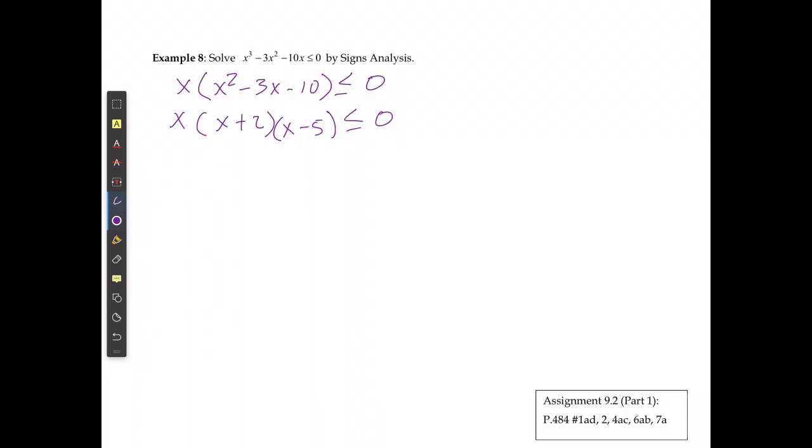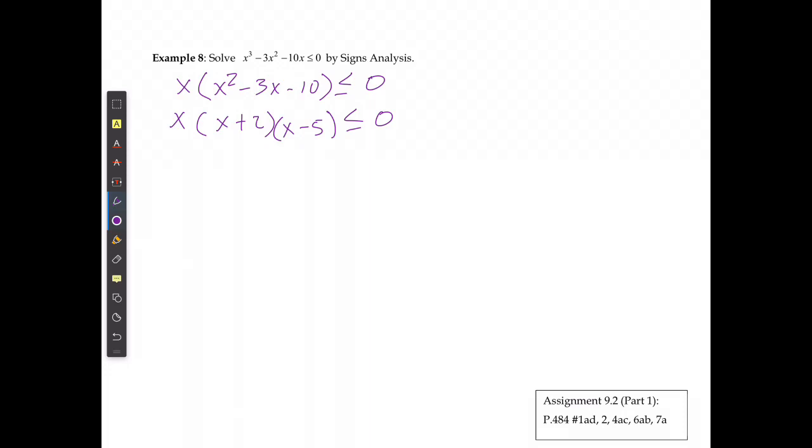All right, last one. If I'm using sign analysis to solve this one, I move everything to the left-hand side. Well, that's already done. Then I'm going to start factoring. So first, I'm going to pull out a common factor of x, and I have x squared minus 3x minus 10 is less than or equal to 0. Then I'm going to state that x and x plus 2 and x minus 5 are less than or equal to 0.